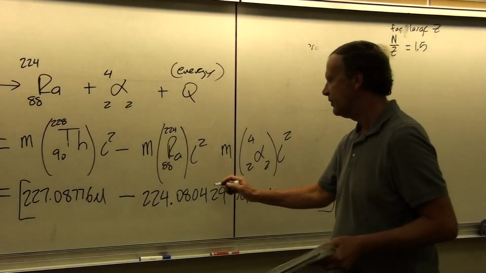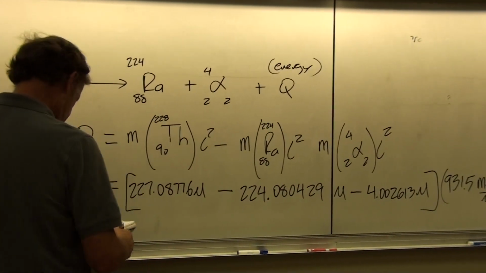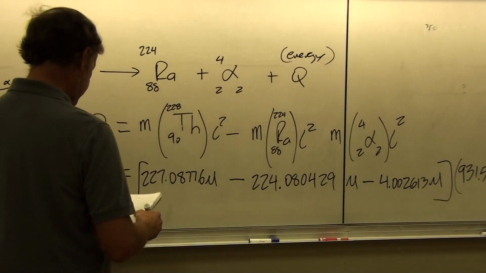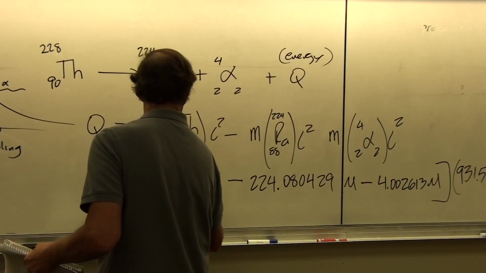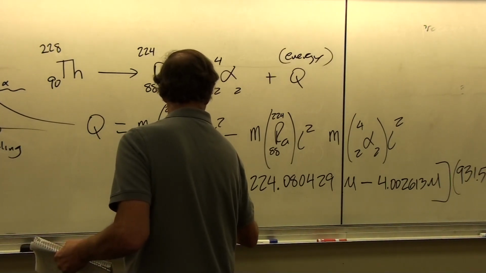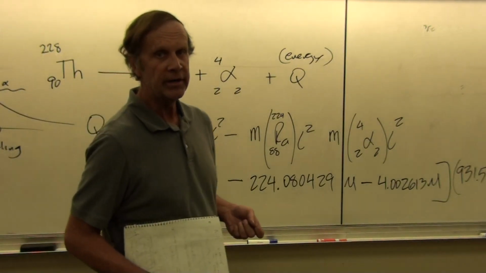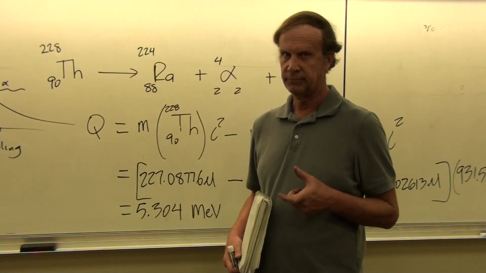Okay, and so this will all just crunch out to become a number in MeV. So when we plug all those values in, we end up getting 5.304 MeV. So that's how much energy is given off in this reaction. But as it turns out, the majority of the energy is going to go into the smaller particle.